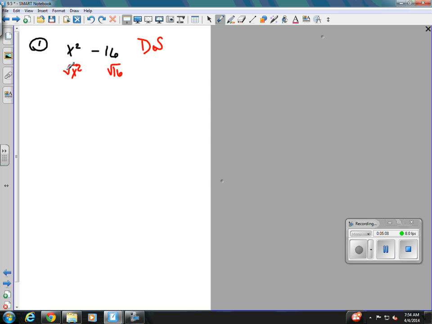So the square root of x squared, and the square root of 16. And what I like to do at this point is just go ahead and make my two parentheses. And say square root of x squared cancels and just leaves me with x. So x goes in first and the second parenthesis. And our signs are different, so a plus and a minus. And then square root of 16 is 4 and 4.